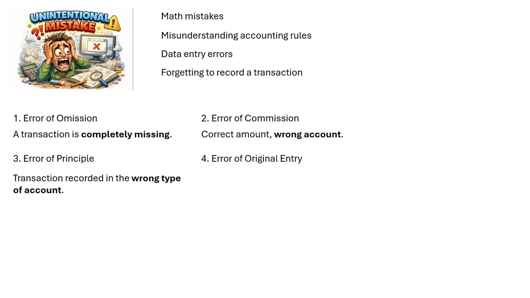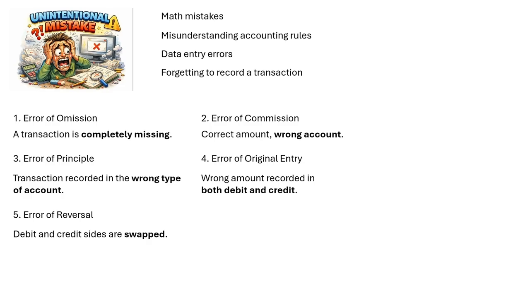Fourth one, error of original entry. Wrong amount recorded in both debit and credit. Example, 540 expense recorded as 450. Effect, the trial balance still balances. Fifth one, error of reversal. Debit and credit sides are swapped. Example, rent expense credited instead of debited. Effect, the trial balance still balances, so it's also hard to detect.